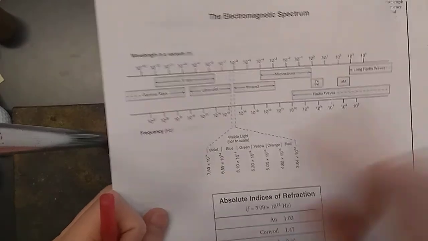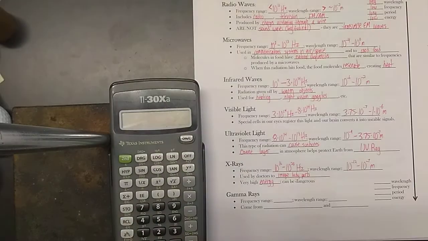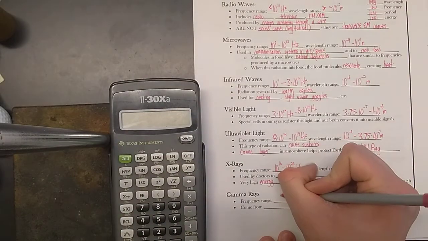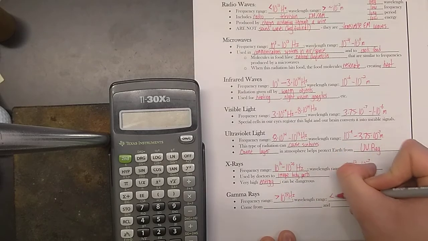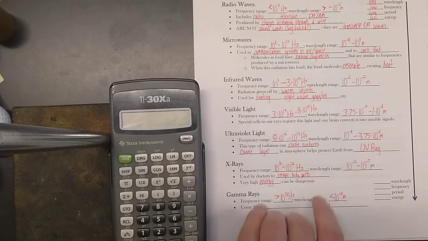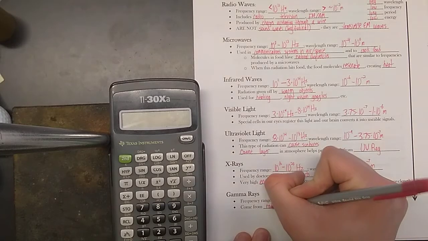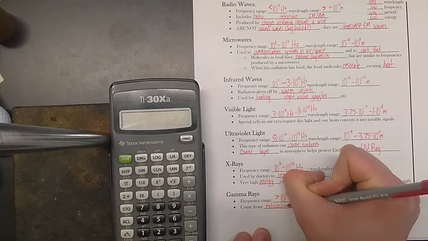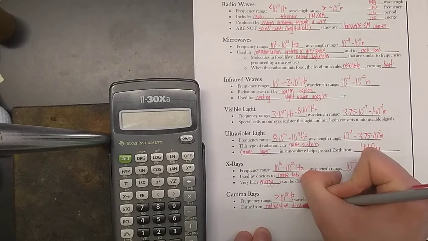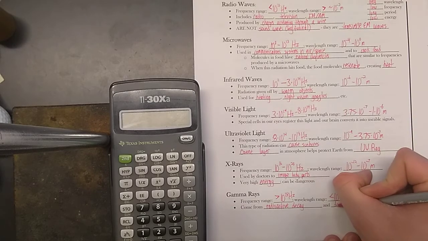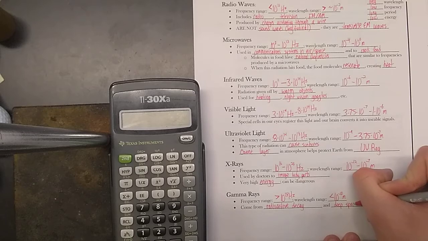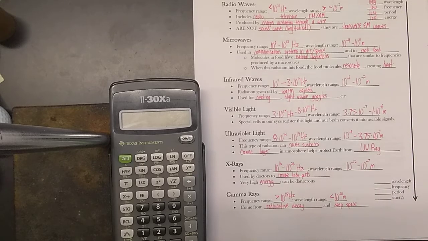Finally, gamma rays. These are the weird ones. Gamma rays are extremely high frequency, extremely low wavelength. The frequency range is greater than 10 to the 18th hertz. The wavelength range is less than 10 to the negative 10th meters. They are smaller than the radius of an atom. Gamma rays come from radioactive decay. When radioactive decay happens and certain types of elements change into other types, sometimes gamma rays are released. They also come from deep space. There are certain events out in space that release gamma rays.